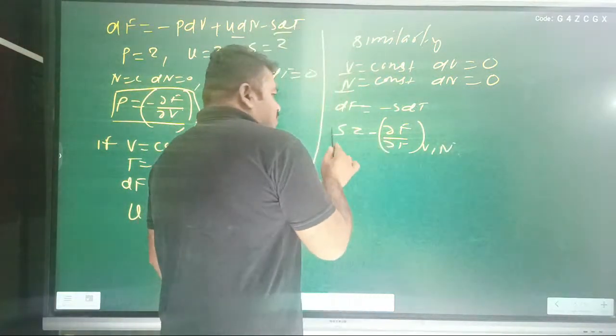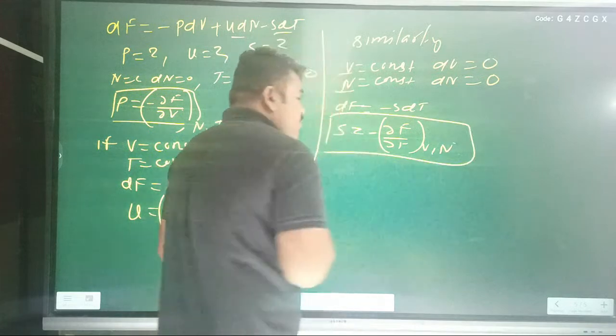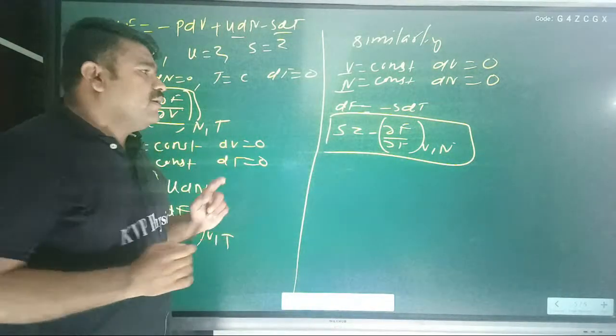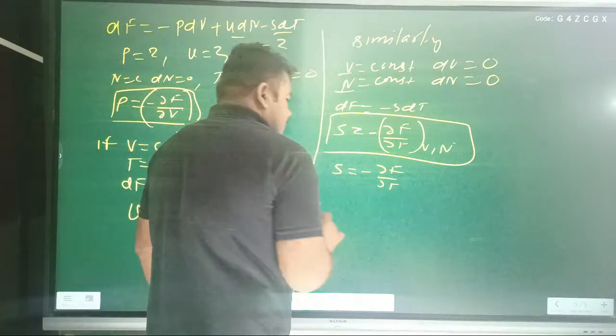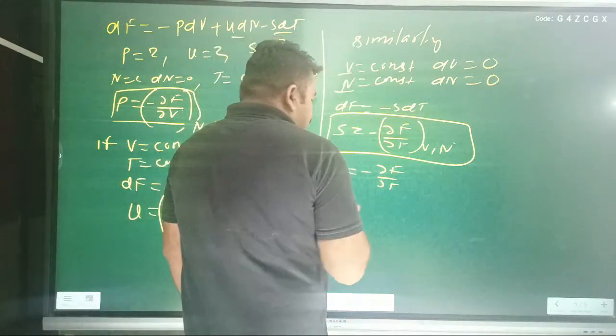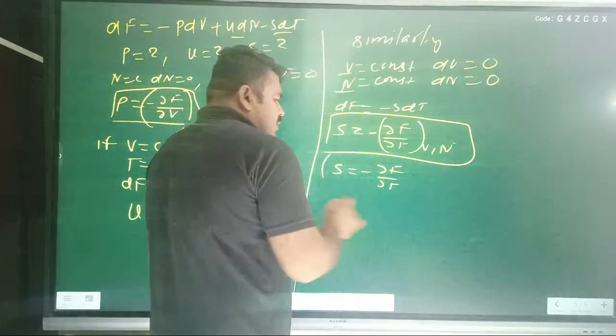V comma N is constant. Then what is the entropy formula? Entropy is equal to minus ∂W upon ∂T. Means S is equal to minus ∂W upon ∂T. Clear? What is the entropy formula? S is equal to minus ∂W upon ∂T.